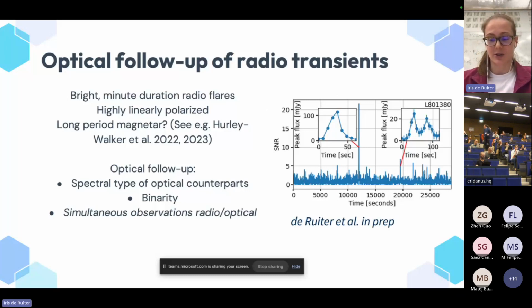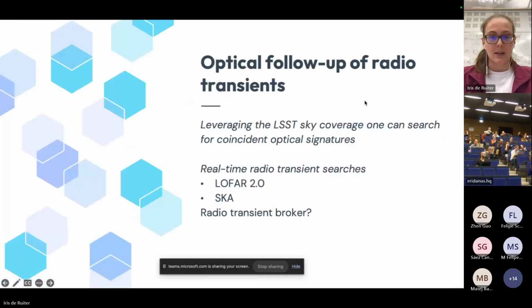And I think that's really a place where there's a lot of potential in the future when we start to get these optical surveys that cover very large amounts of sky area. We can really benefit from simultaneous observations in the radio and the optical, because of course, ideally we want to see if there's something going on at other wavelengths exactly at the time of this radio flare. However, as I already said, we're not quite there yet. We're not really doing real-time radio transient searches in the image domain yet.